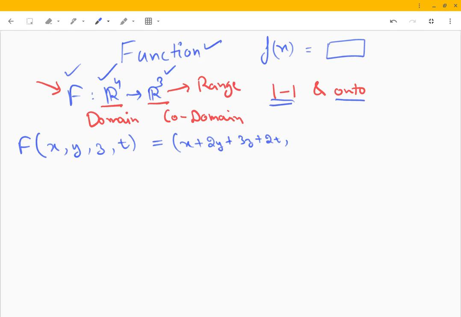Bear with me while I write all of this. 2x plus 4y plus 7z plus 5t, and x plus 2y plus 6z plus 5t. Man, this was long. So this is what happened: a four-dimensional space transformed into a three-dimensional space.